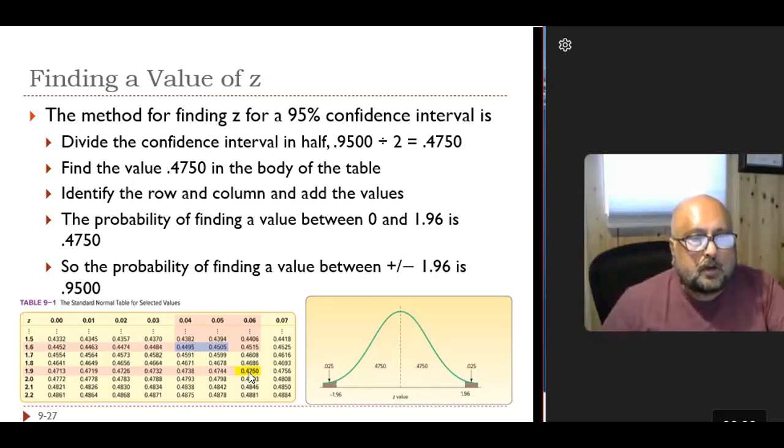So look at this here. We have 0.4750, and go up and go sideways. We got 1.9 here and 0.06 here. So 1.9 plus 0.06 makes 1.96. That's the value of z. So we are interested in the interval minus 1.96 to plus 1.96. That's our confidence interval for 95% confidence.